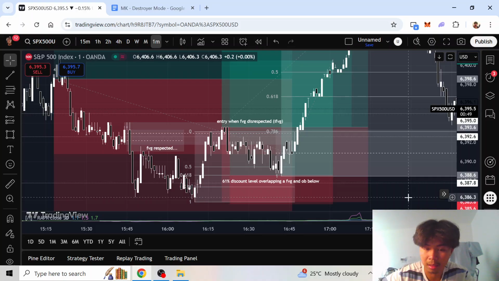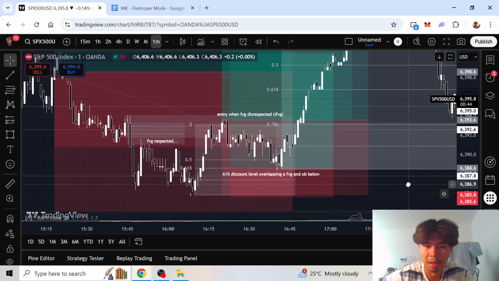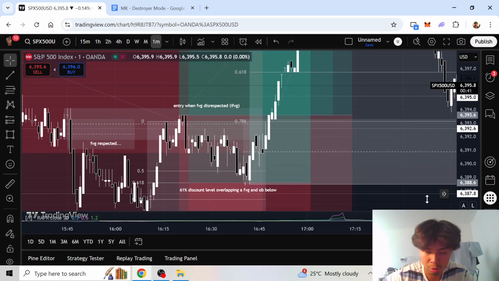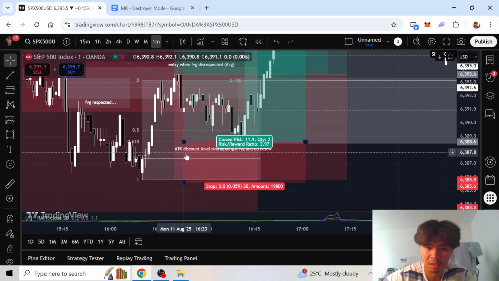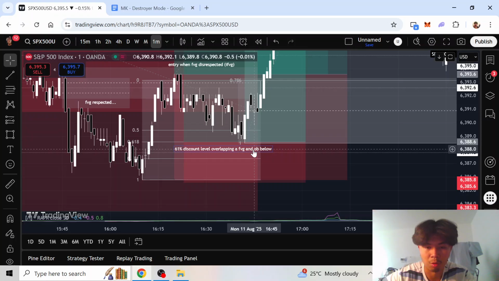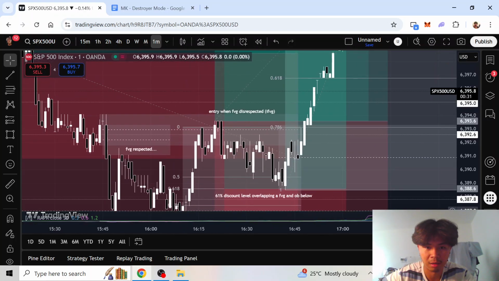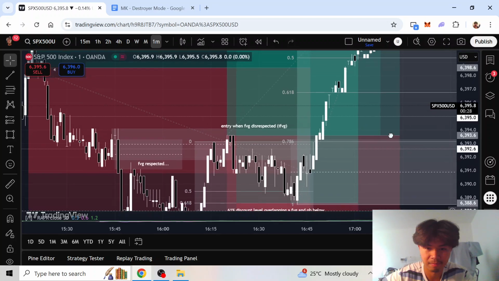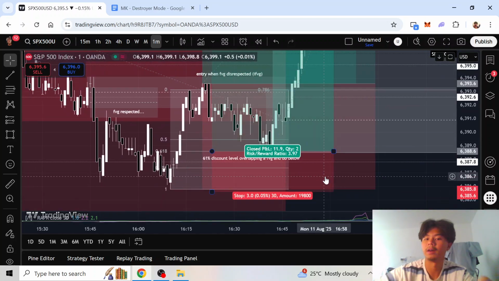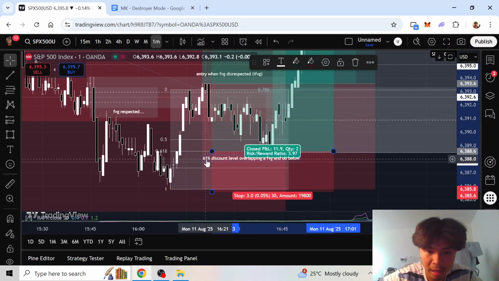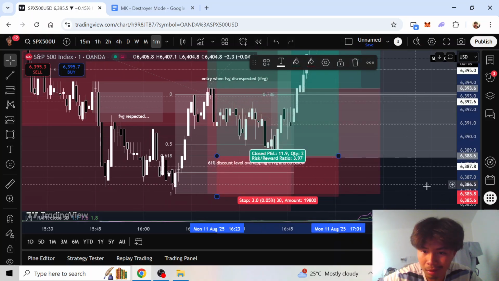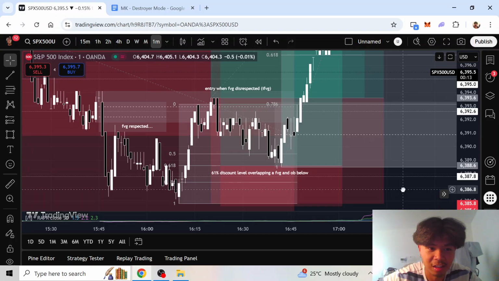I'll explain the bias later because it was kind of long. But basically, the entry model that I used was liquidity sweep, 61% OTE discount level, overlapping a fair value gap and order block below, targeting a recent liquidity. Have you got that? Anyway, let's skip to the next one. If you get that, yeah, hit subscribe, like, comment, anything.